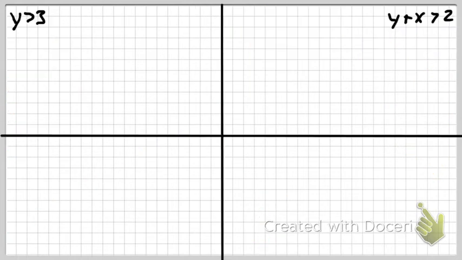On the left, we have a line that only has one letter. And on the right, we have one that looks kind of simple. Sometimes the simplest ones end up being the most complicated. Y is greater than 3 and y plus x is greater than 2. Here's one way to look at the lines that have only one letter. If you do intercepts, the y-intercept is 3. So you put a dot on the y-axis at 3.